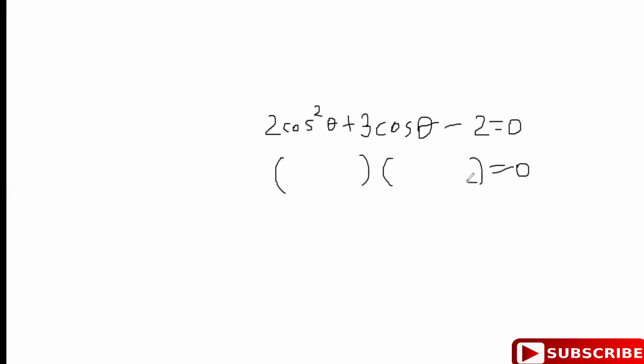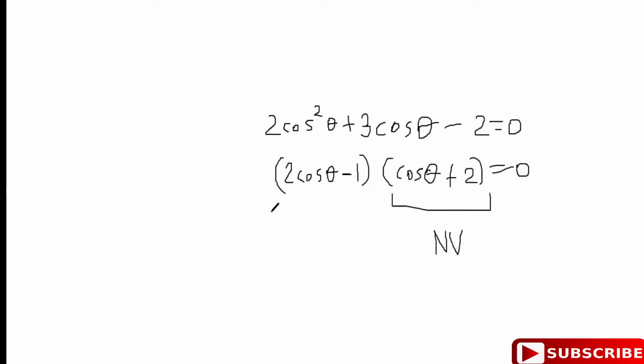If it's 2 right here, then the two numbers have to be 2 and 1. Then this now has to be 2 cos theta, and this has to be cos theta in order for us to get cos square theta. Now, how are we going to get plus right here? To get plus right here, this has to be plus and this has to be minus. So that's how we factorize it. But this part is going to be invalid. Why is that part not valid?